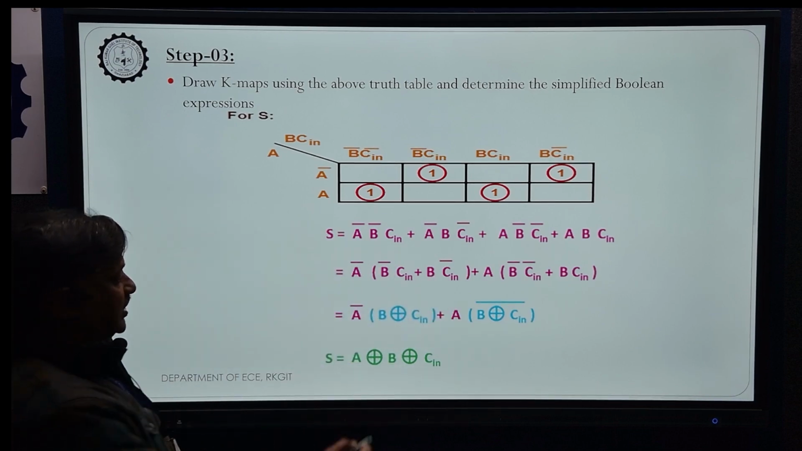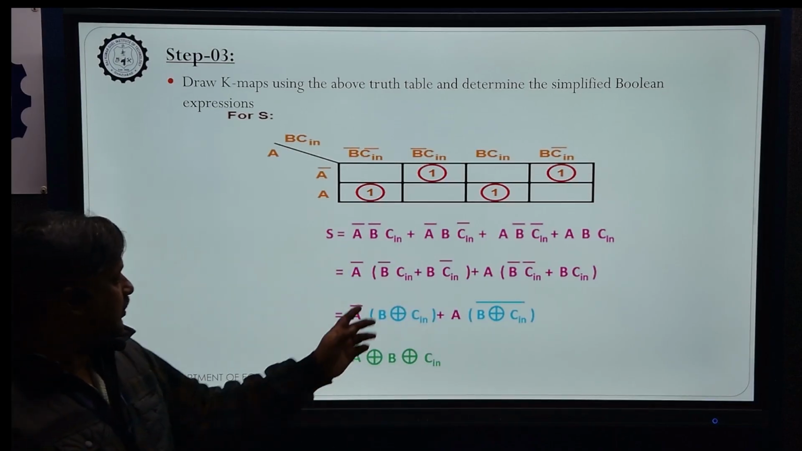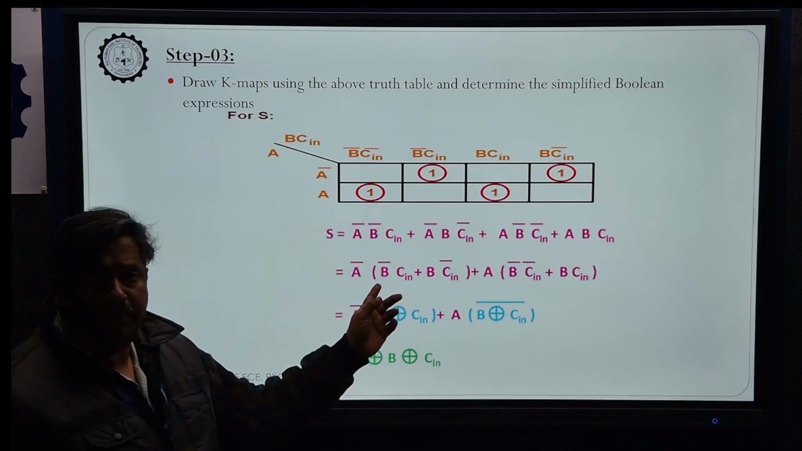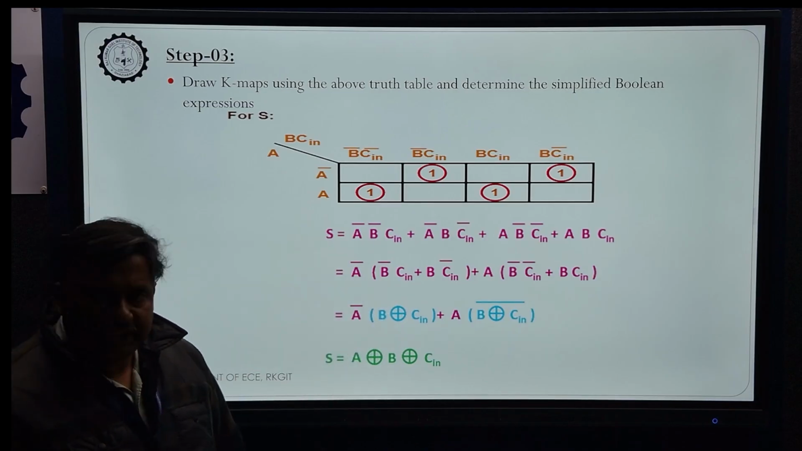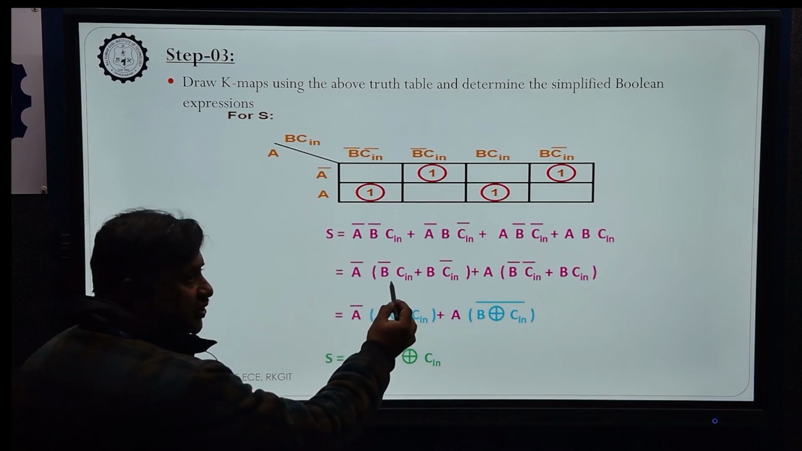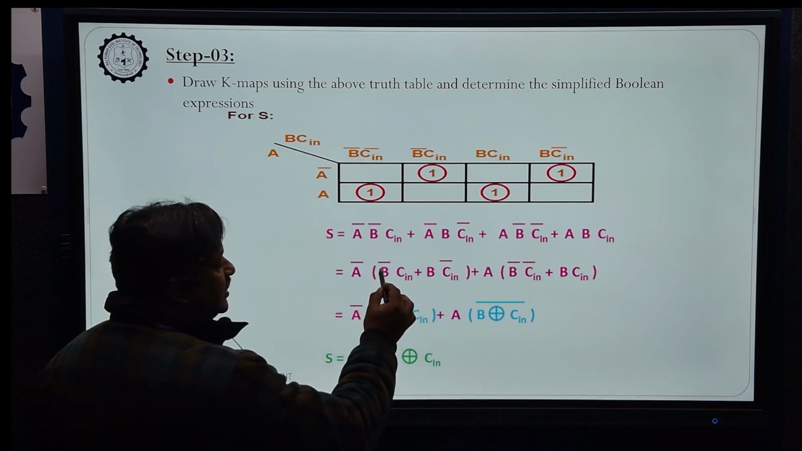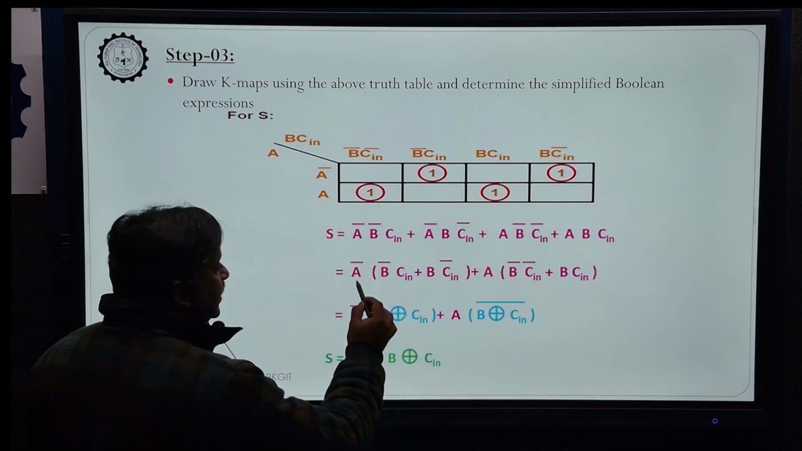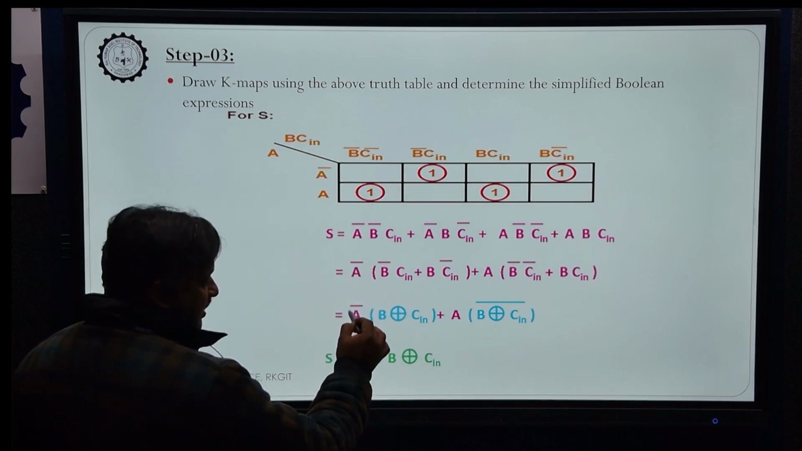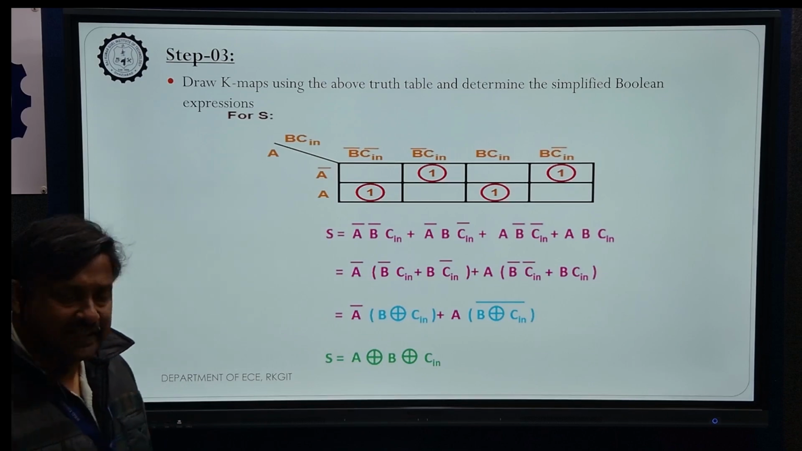This term is equivalent to an XOR gate, because this is the formation of A bar B plus A B bar, that is the expression for XOR gate. So here instead of A B, it is B and C in. You can see carefully, this is B bar C in plus B C in bar. So this becomes A bar as such, then this term becomes B XOR C in.